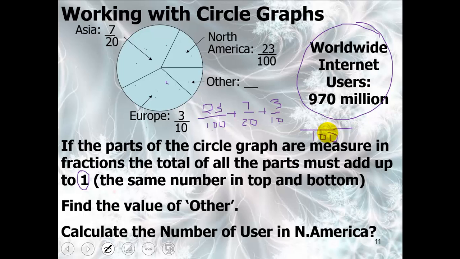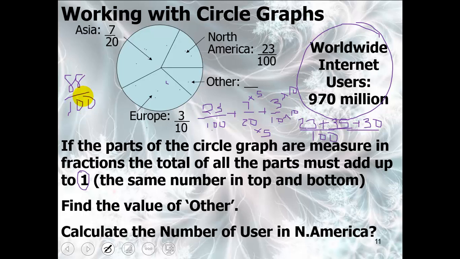My first fraction here doesn't have to change at all. It's already expressed as a fraction with 100 in the denominator, so I just carry that down. Now, what do I have to multiply 20 by to get 100? 5. So that means I have to multiply 7 by 5, so that's 35. And what do I have to multiply 10 by to get 100? Well, that's 10. So that means I have to multiply 3 by 10, so plus 30. If I add all those up, I get 88 out of 100.